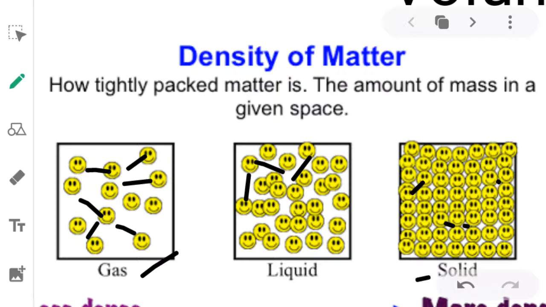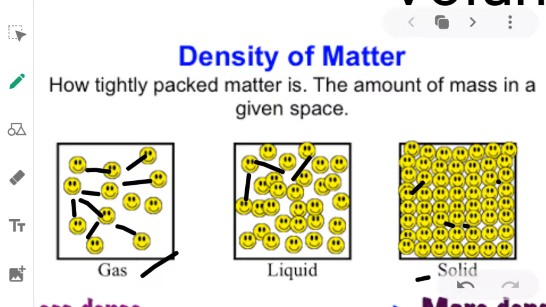Liquid molecules are moderately packed, so the density is moderate. But coming to gas, the molecules are very rarely packed. That means there is more gap between the molecules, hence they have less density.